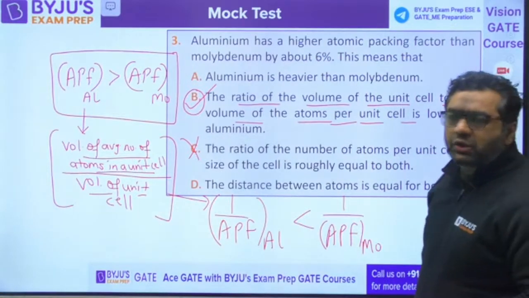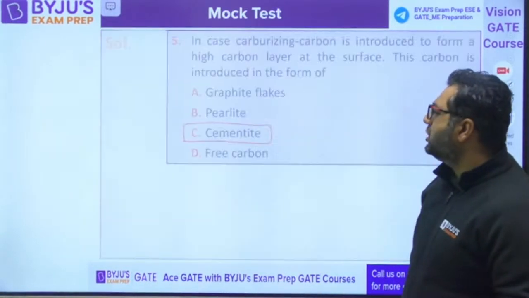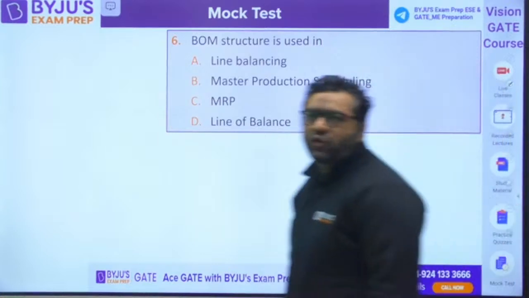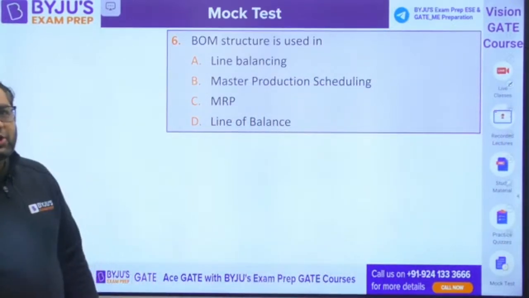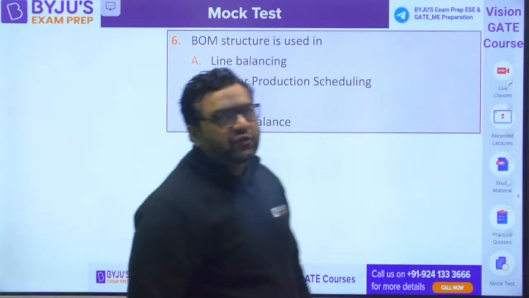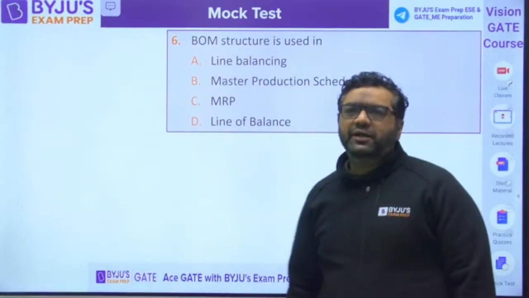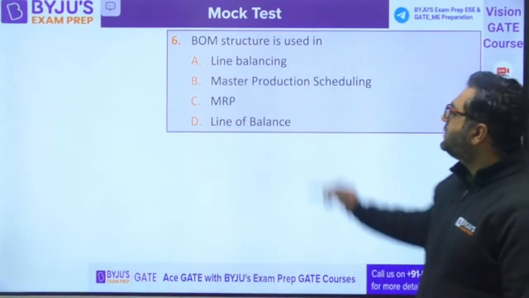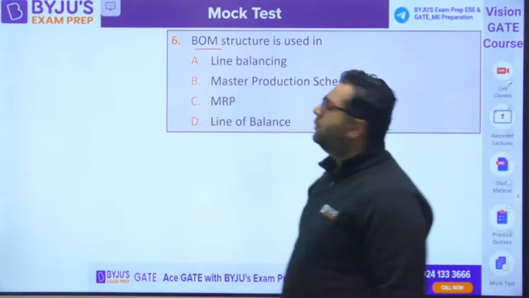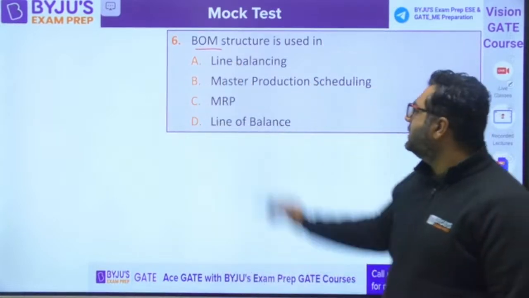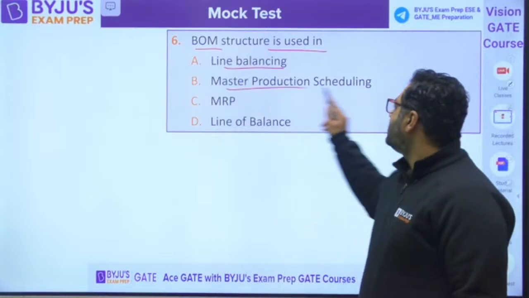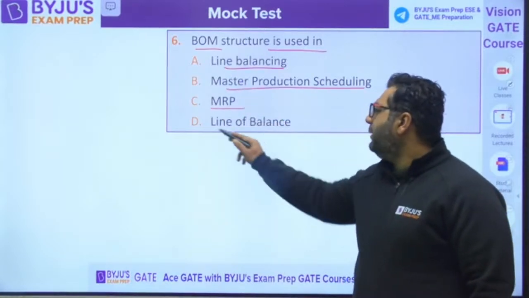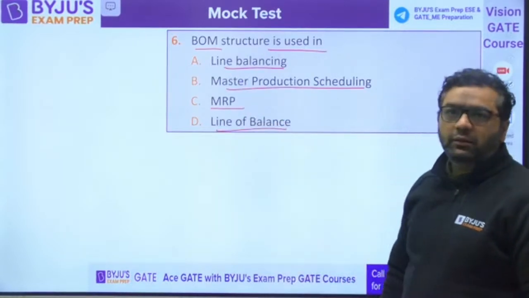Okay, so now moving to the next question, question number 6. This is from industrial engineering. We have seen the questions from material science. Now this is from industrial engineering. This is BOM. I feel you know bill of materials. Structure is used in line balancing, master production schedule, MRP or line of balance.